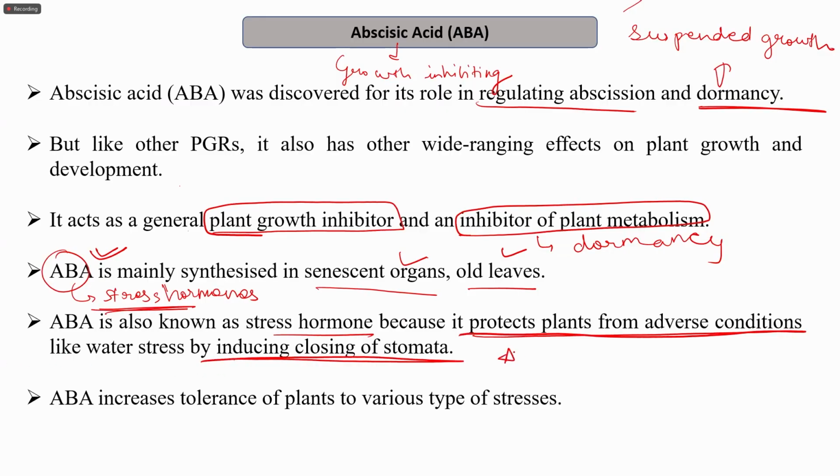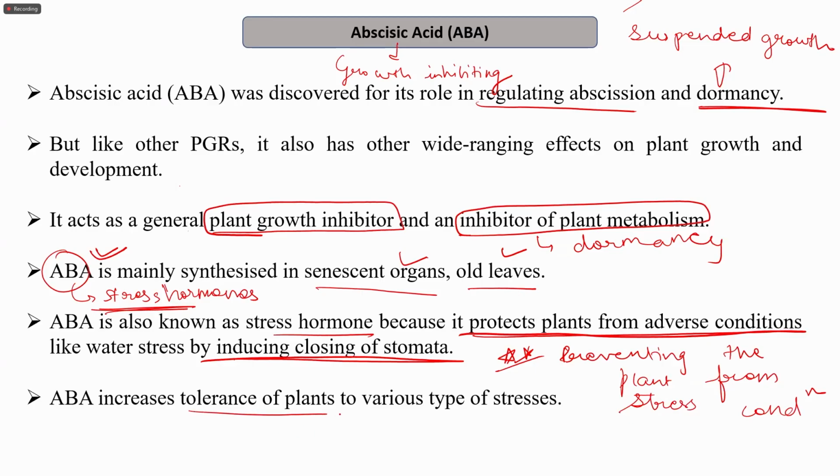So it is actually preventing the plant from stress conditions. Therefore, it is also known as a stress hormone. In adverse conditions like water stress, it induces the closing of stomata, thus preventing the loss of water from the plant. ABA increases tolerance of plants to various types of stresses. As I mentioned, it is a stress hormone.